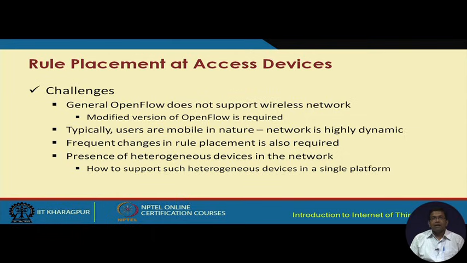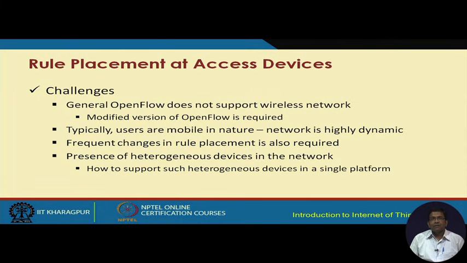The challenges that have to be addressed are that number one, the general OpenFlow does not support wireless network. So, because it is general OpenFlow, some kind of a modification of the existing OpenFlow is required. Number two, typically the users are mobile in nature and the network is highly dynamic. Third challenge that has to be addressed with respect to rule placement in these networks is that the frequent changes in rule placement is required, and the presence of heterogeneous devices in the network is a reality in these scenarios.